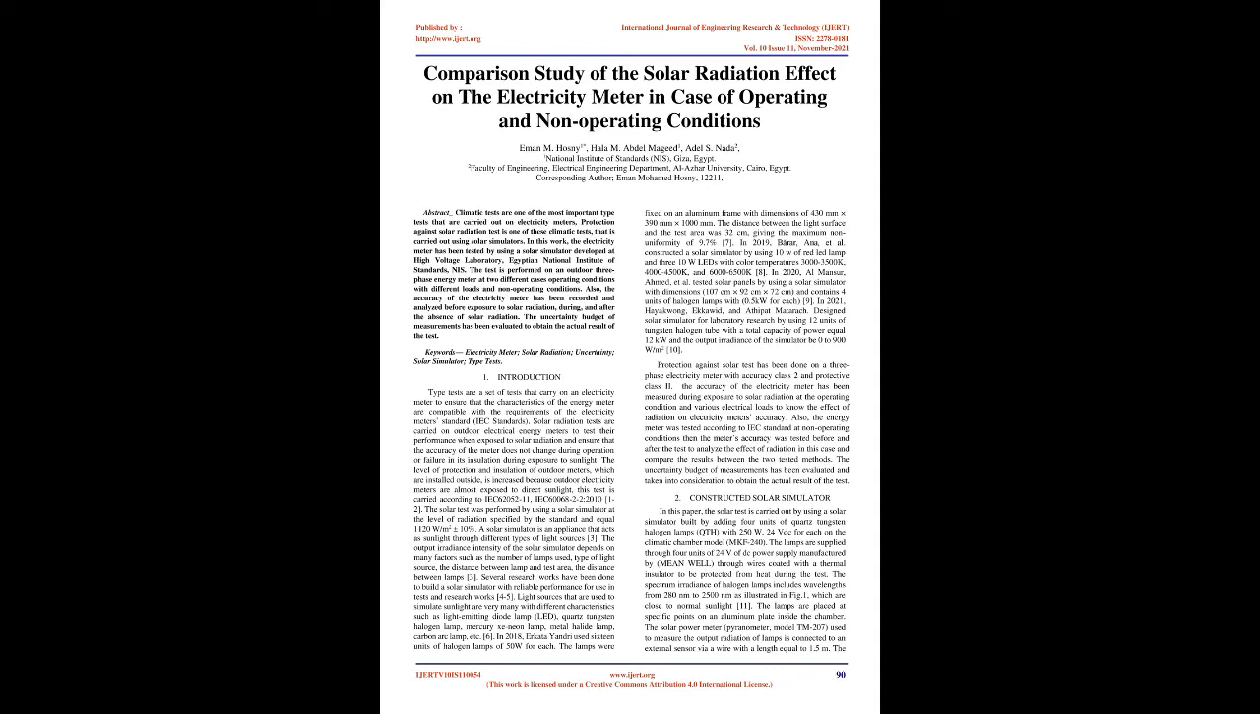In this work, the electricity meter has been tested by using a solar simulator developed at the High Voltage Laboratory, Egyptian National Institute of Standards, NIS. The test is performed on an outdoor three-phase energy meter in two different cases: operating conditions with different loads, and non-operating conditions. Also, the accuracy of the electricity meter has been recorded and analyzed before exposure to solar radiation, during, and after the absence of solar radiation. The uncertainty budget of measurements has been evaluated to obtain the actual result of the test.